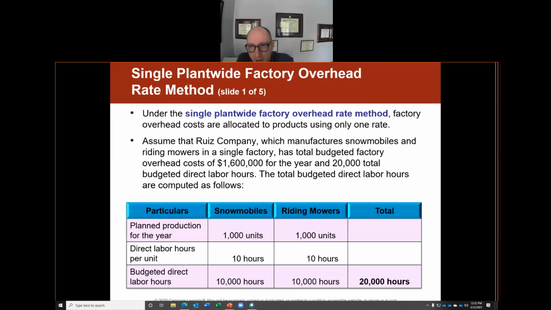In the single plant-wide rate method, we apply the same rate across the entire company, as I had said earlier. So let's take a look at our example. Our company manufactures both snowmobiles and riding lawnmowers. We have a total factory overhead budget of $1.6 million for the year. We are planning to utilize 20,000 labor hours for the year. We're going to use 10,000 labor hours to create 1,000 snowmobiles, and we're going to use 10,000 labor hours to create 1,000 riding lawnmowers.